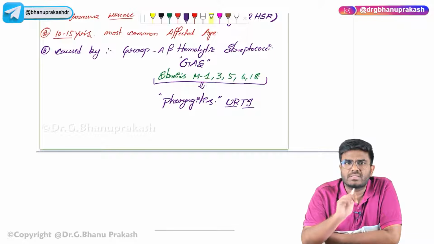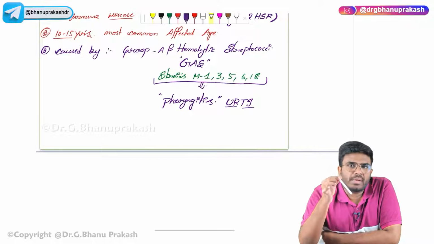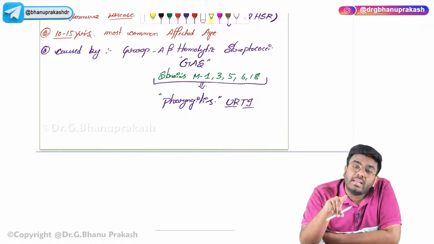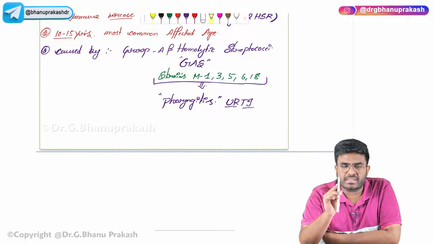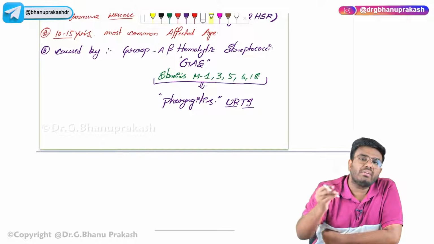Try to understand like this. Imagine there is a 15-year-old boy, for example a 10 to 15-year-old boy. This fellow got a group A beta hemolytic infection. The group A beta hemolytic streptococci entered his body, and first it is causing pharyngitis. Secondary to this pharyngitis, the patient is going to develop rheumatic fever.